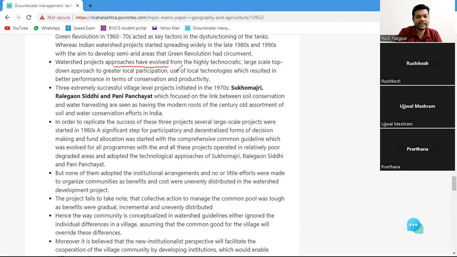Watershed project approaches have evolved from highly technocratic, large-scale top-down approaches to greater local participation and use of local technologies, which resulted in better performance in terms of conservation and productivity.